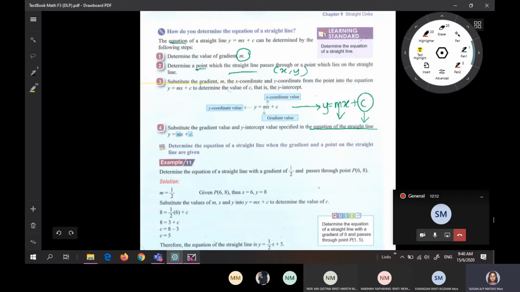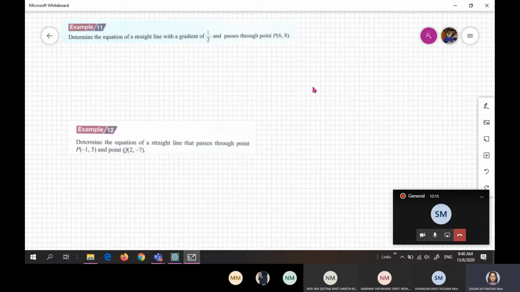Let's move on to the example. Look at this example, example 11. Determine the equation of a straight line with a gradient of 1/2 that passes through the point (6, 8). Here the question gives you a clue that the point goes through the straight line. First, this is the equation, y = mx + c. Do you know what m is? m is the gradient.